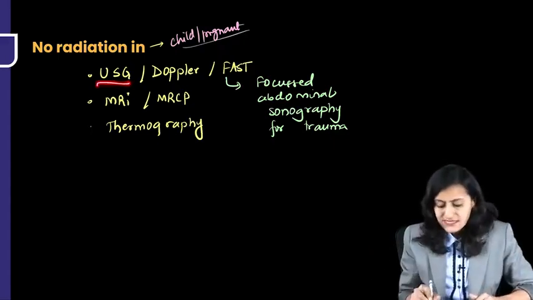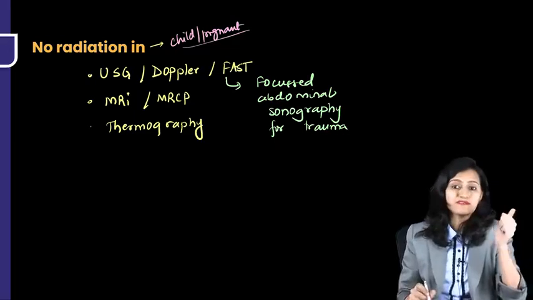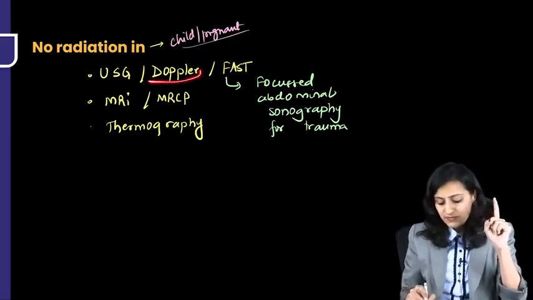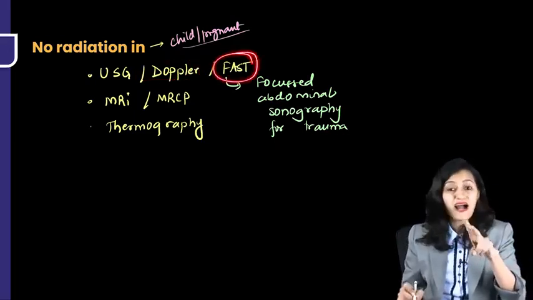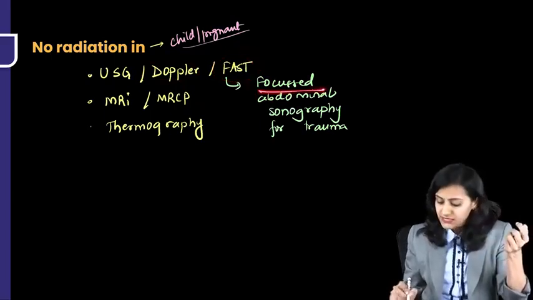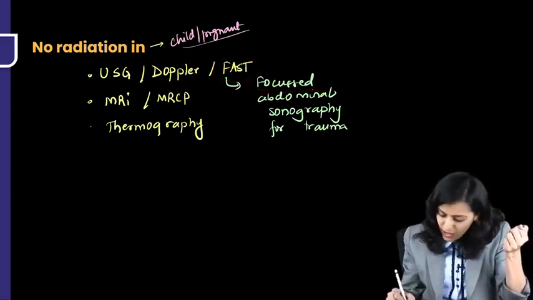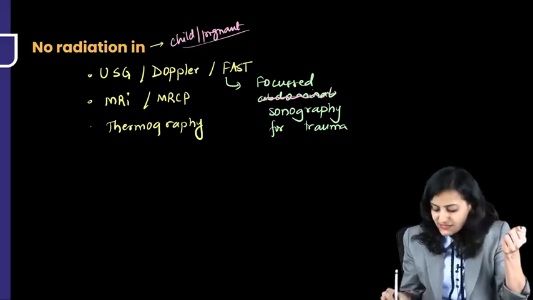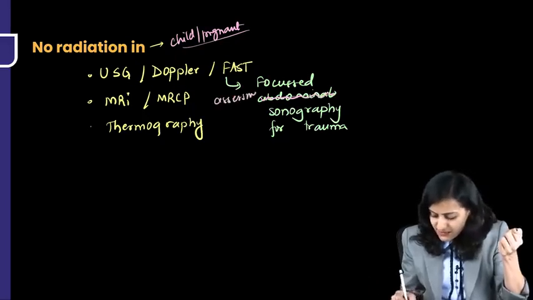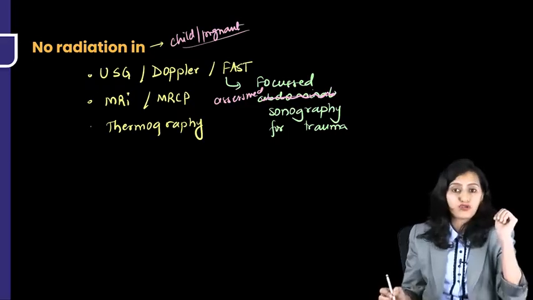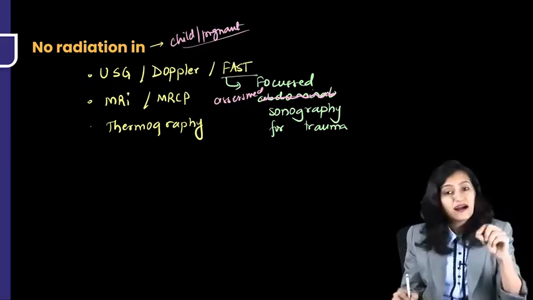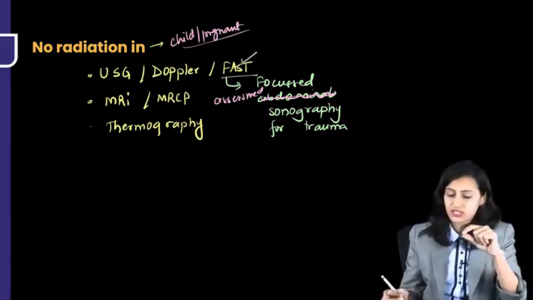So, ultrasound, because it uses the sound waves, not any radiation. Similarly, Doppler, which is ultrasound, and FAST, that is a focused assessment. This is not abdominal sonography. Remember that FAST stands for focused assessment with sonography for trauma. So remember that FAST is also sonography. So there is no radiation exposure.